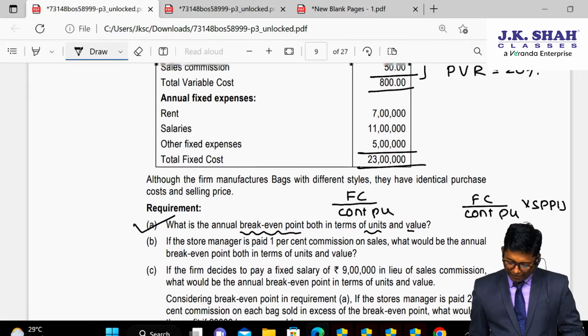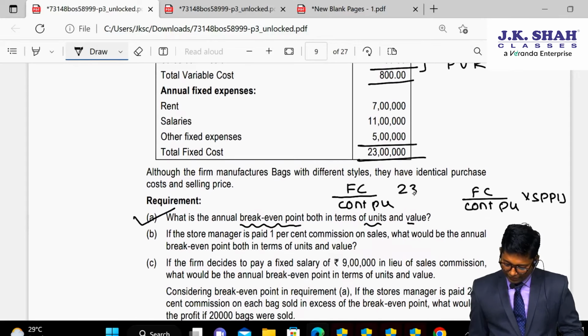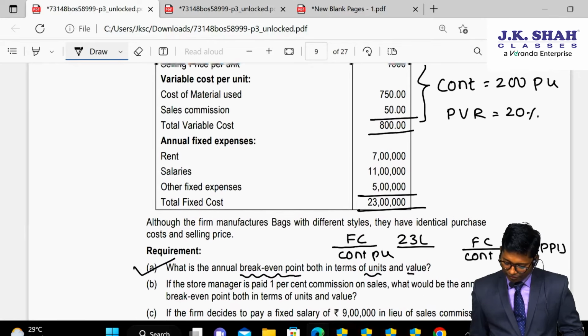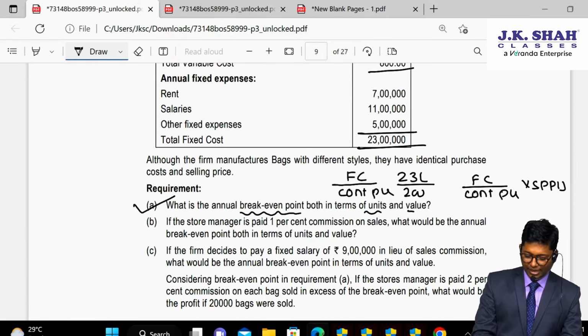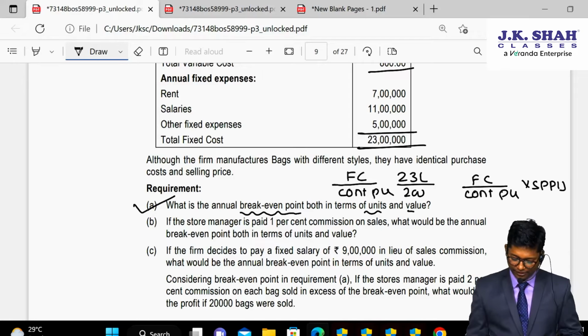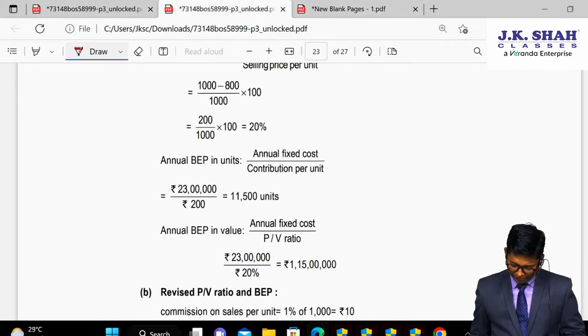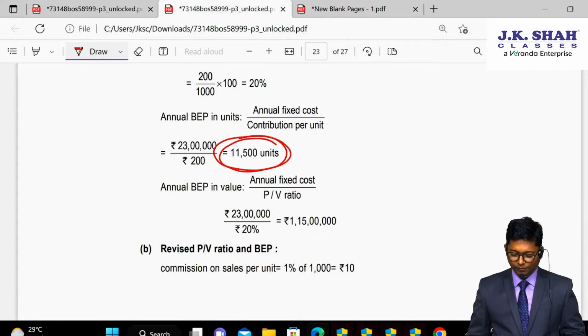You can put the values here. Fixed cost is 23 lakhs. When you divide it by contribution per unit, 200, use your calculator: 23 lakhs divided by 200 equals 11,500 units. And if you want to calculate value, we computed 11,500. You can check here, 11,500 is the computed answer.